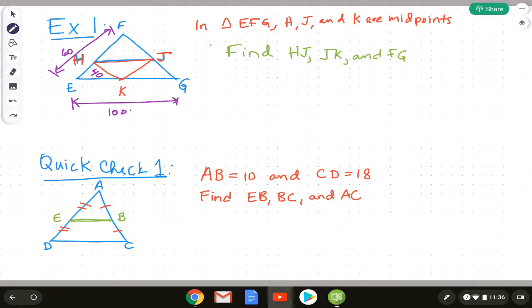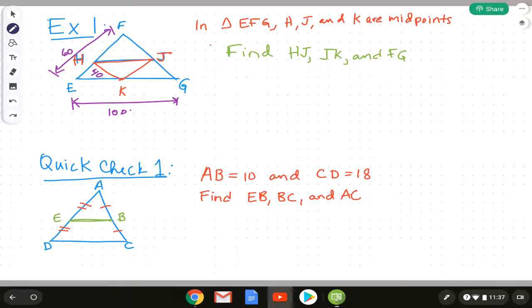Alright, so let's look at example 1. Here's a picture that I've drawn like the one in your book. We have a triangle EFG, this is a larger blue triangle, and in that H, J, and K are midpoints. Clearly my picture's not drawn to scale, but just imagine that they look like midpoints. So what I'm supposed to be finding is HJ, JK, and FG. Now, remember that when there's not a line drawn over the top, that means I'm finding the length of that line segment.